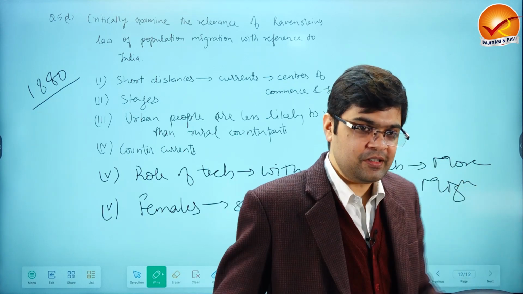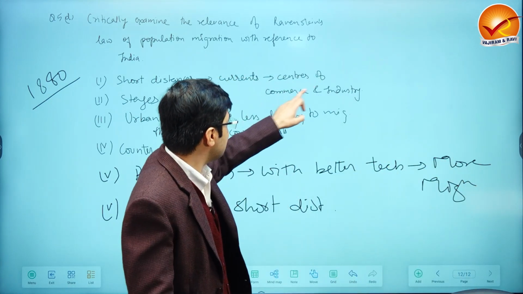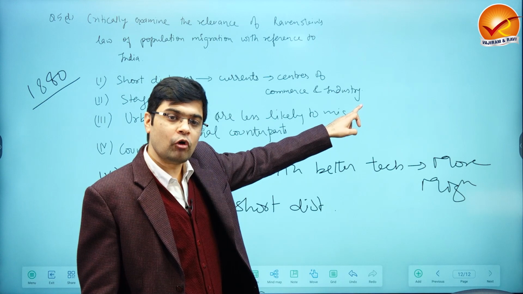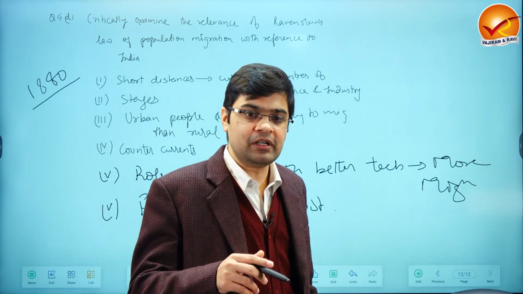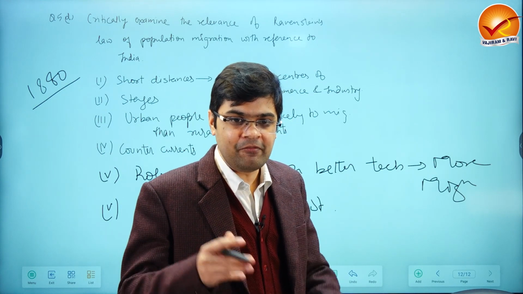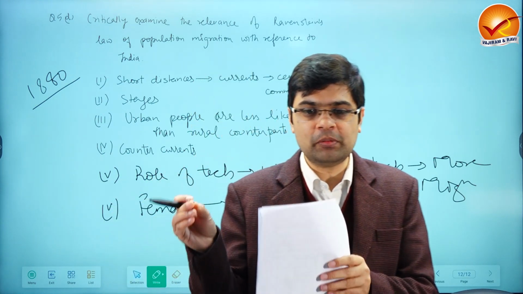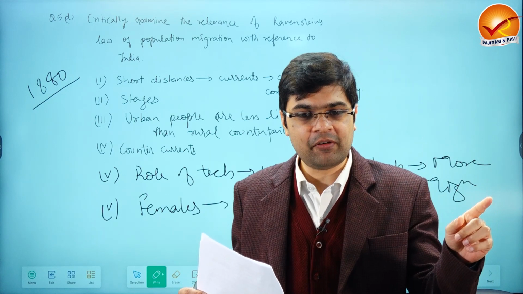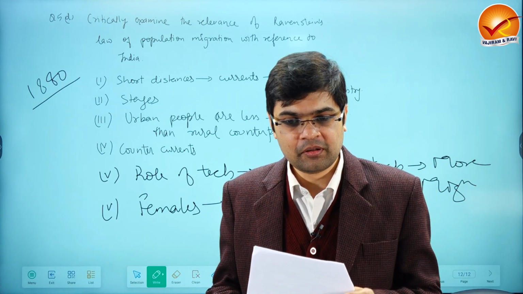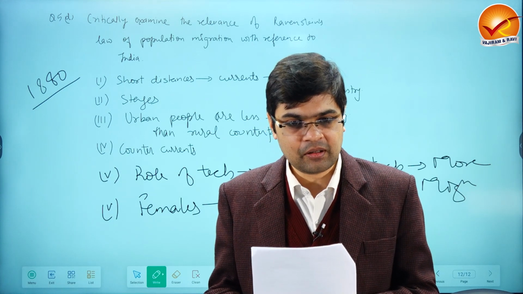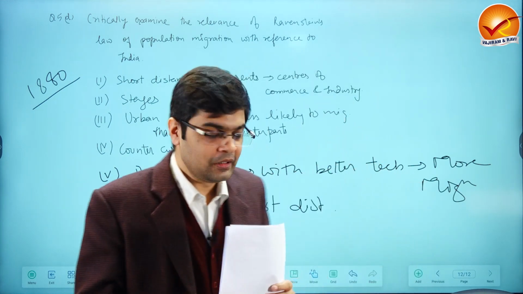Here he says that migration is towards centers of commerce and industry, but in India we also find that migration is related to agriculture. Every year people from Bihar, Eastern UP, and Bengal migrate to Punjab and Haryana, where they work as agricultural workers. Understood?